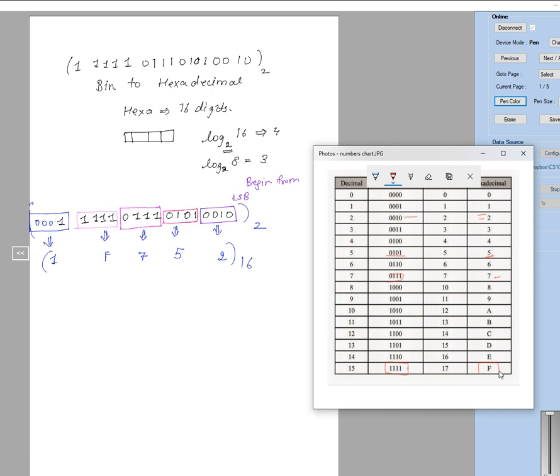I hope this was easy. So just group into groups of 4, beginning from the right hand side, and write their hexadecimal equivalent. It is usually good to have this table entirely in your mind, so this helps you for easier conversions.